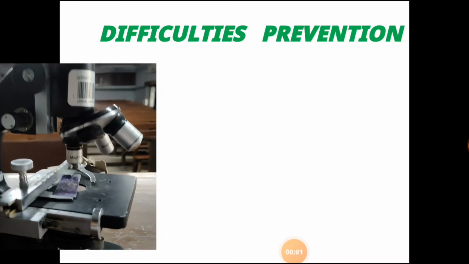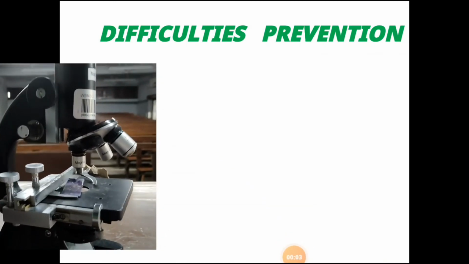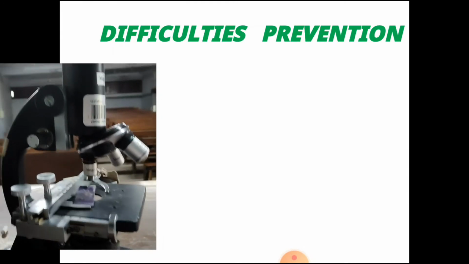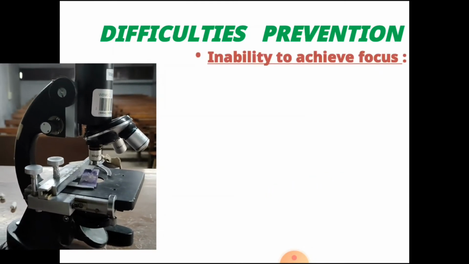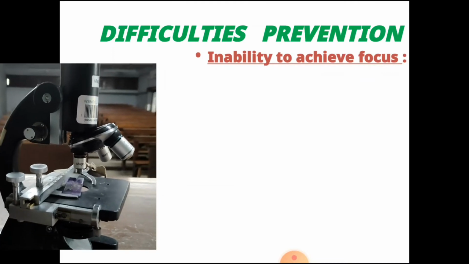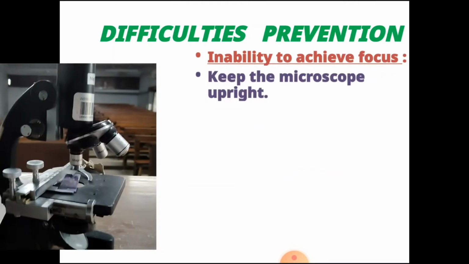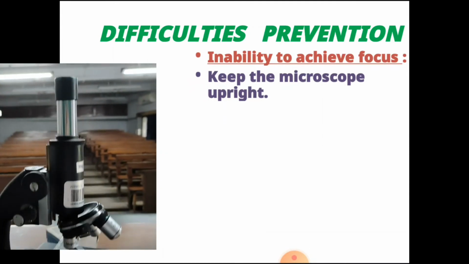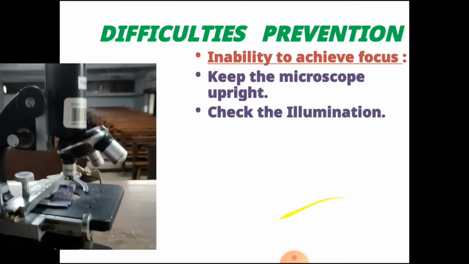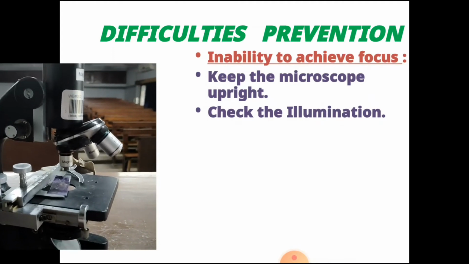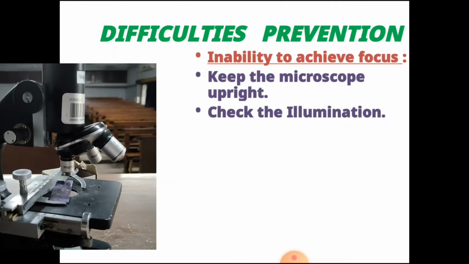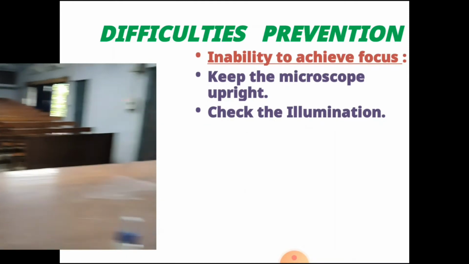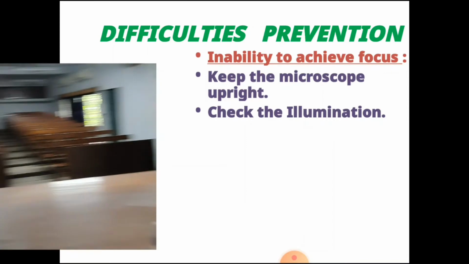The common difficulties and how to prevent them during microscopy. First one is inability to achieve the focus. Keep the microscope in an upright position. Check for proper illumination. You may keep the microscope in front of the window to get better illumination.